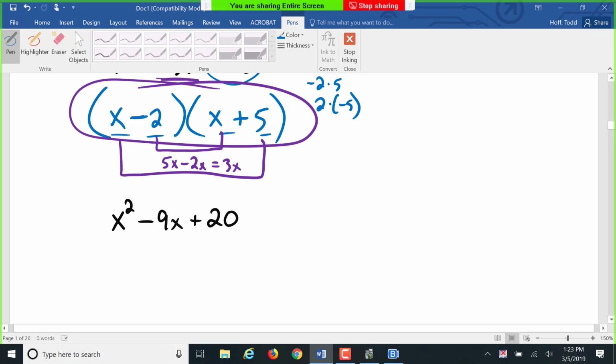In your notes, I want you to try to factor this one. X squared minus 9x plus 20. See what you come up with.